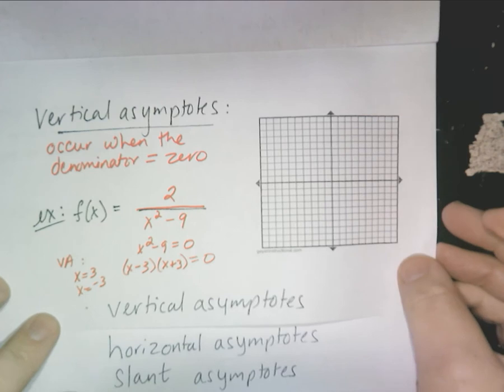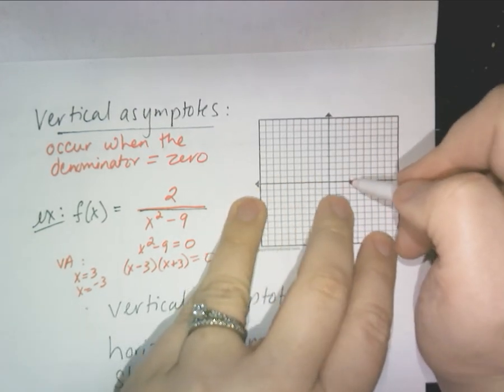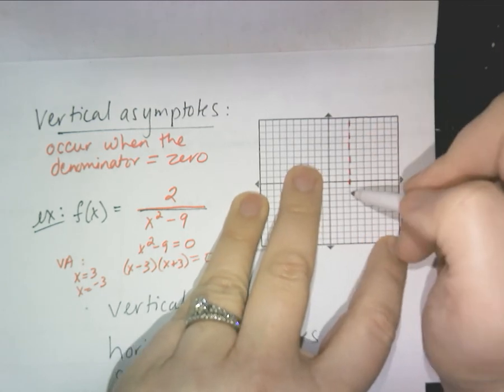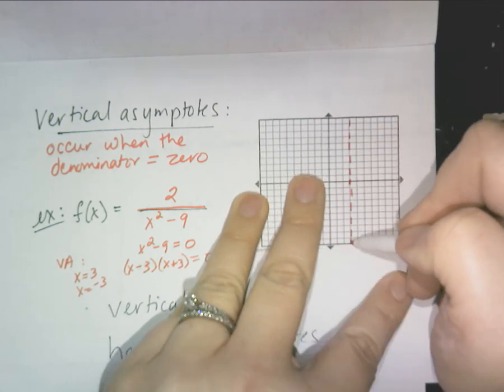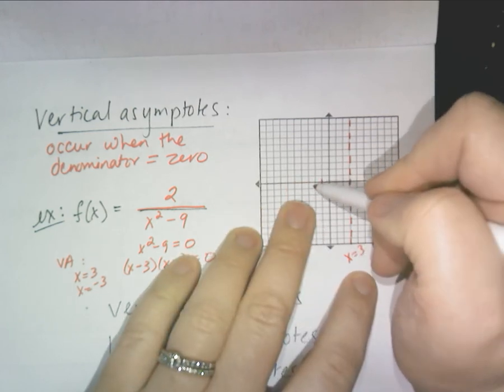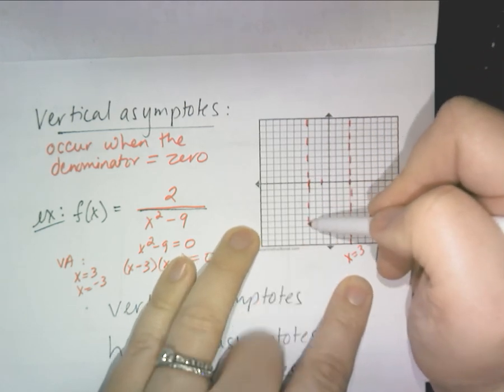And then what you do on this graph right here, you would go to 3 on the x, and you'd make a vertical dashed line. And then you'd make another one at negative 3. Whoops. Make a vertical dashed line.